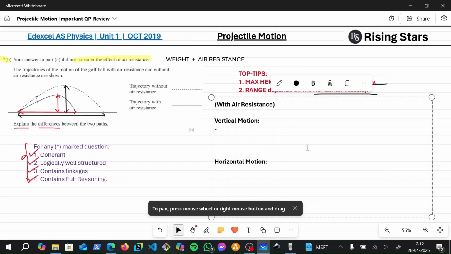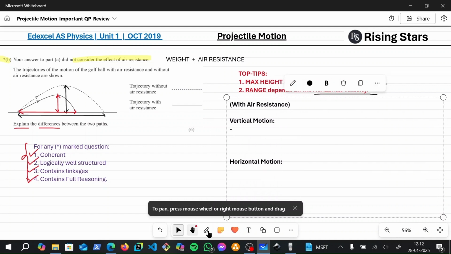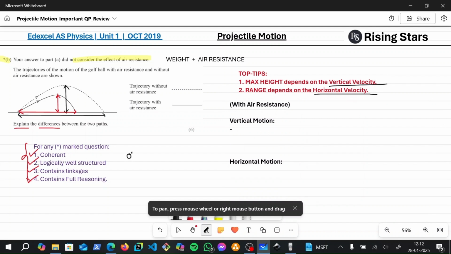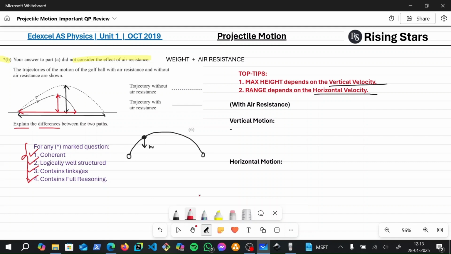So the first point we can write here for the vertical motion is that when the ball is moving up, we have two forces acting here. I'm going to explain it very clearly. Say this is the ball, this is its path, and when it's here, we usually have only the weight acting on the ball. But now we also have something else, which is air resistance. Weight plus air resistance combined will have a greater resultant force acting downwards, because the air resistance is also acting downwards.